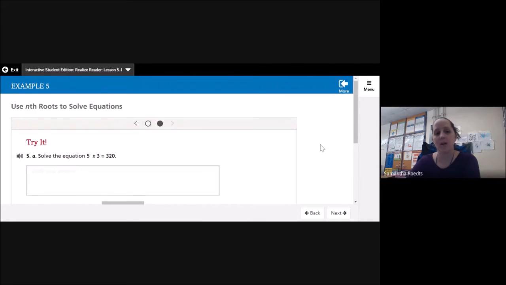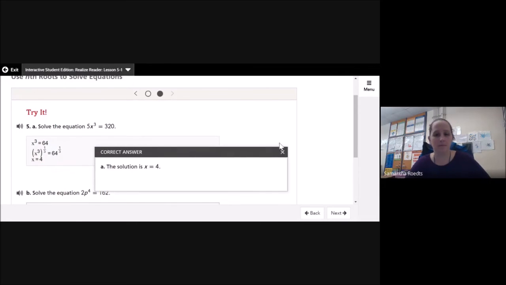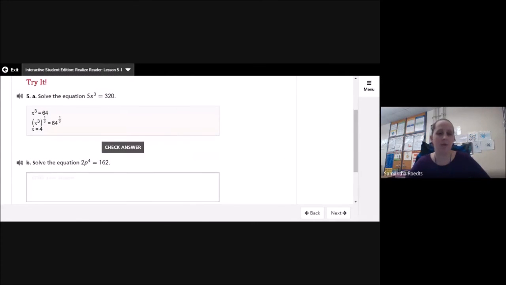All right, so let's solve the equation 5x cubed equals 320. I'm going to divide both sides by 5. Okay, so this gives me x cubed equals 64. So this is like saying the cube root of 64, so that's all that's saying. So x equals 4. And it's a cube root, so I don't really have to worry about anything.